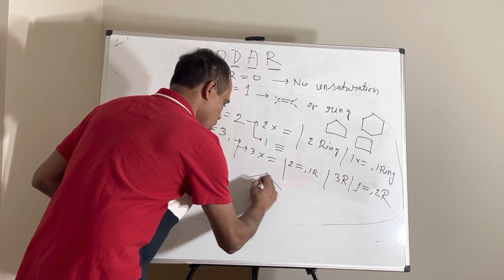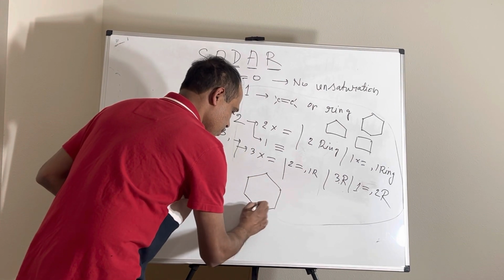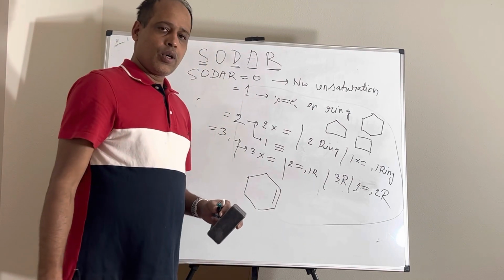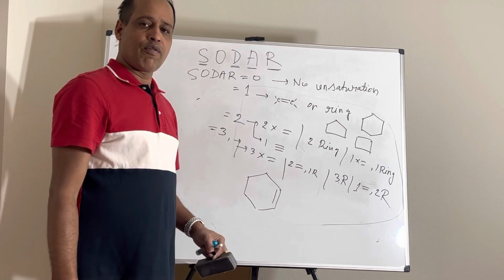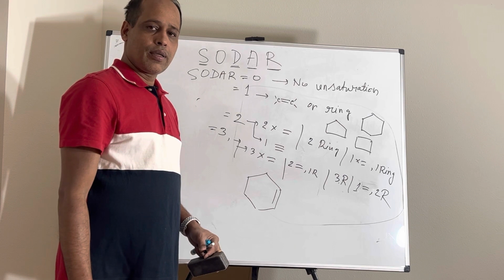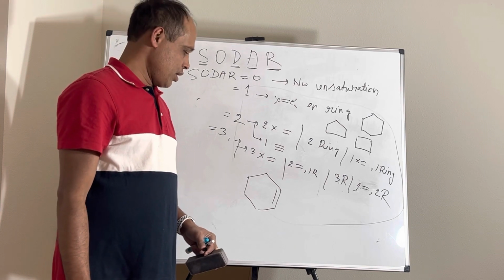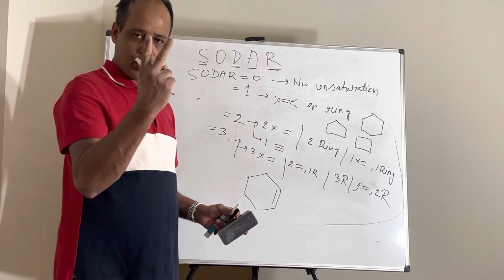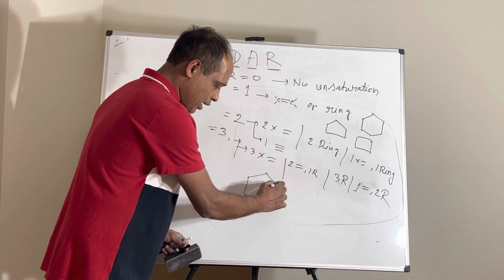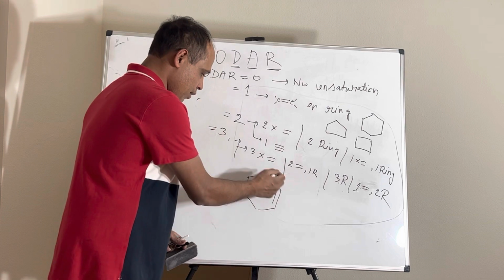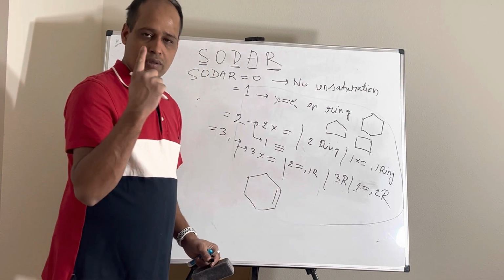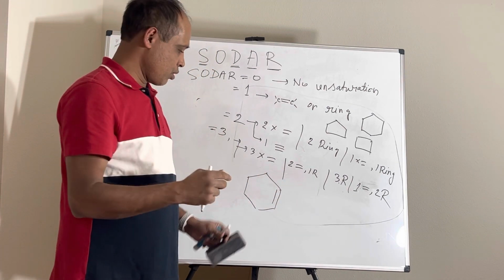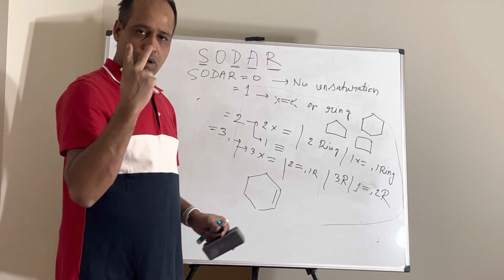Suppose you have a cyclohexene. Can you tell me what will be the SODAR number for this molecule? Yes, you're correct. The SODAR number for this molecule will be 2. Why? Because one double bond is SODAR 1, and one full ring is another SODAR 1. So total 2. So for this molecule, SODAR will be 2.